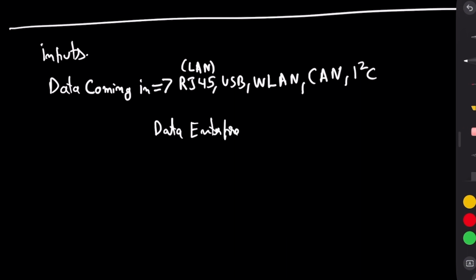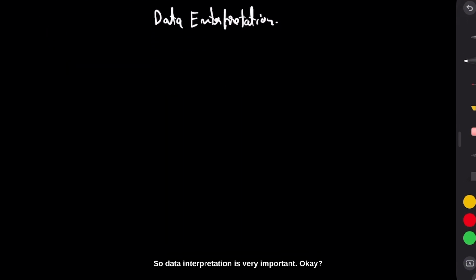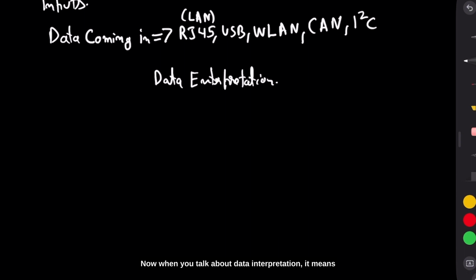Data interpretation. Sorry, guys, if you feel like my writing is really bad and there are spelling mistakes. I'm trying to explain the concepts, that's much more important over here. So data interpretation is very important. When we talk about data interpretation, it means how your controller is going to break down the data into simpler packets, and how your data is going to be used in the microprocessor or microcontroller. So you need to understand if the data is breakable or not breakable. That heavily decides the processing power.